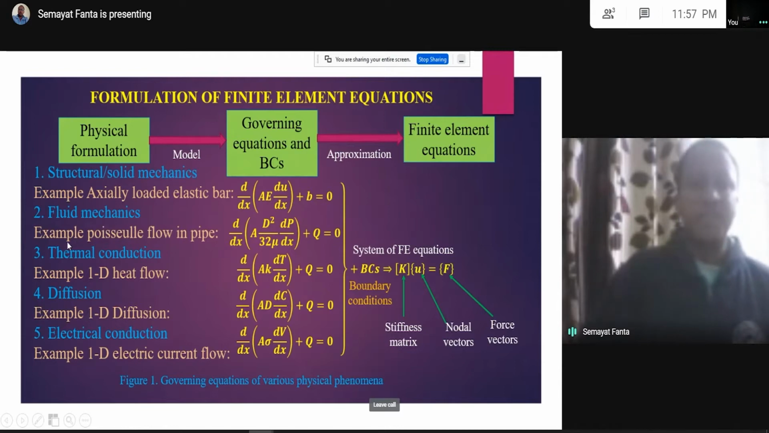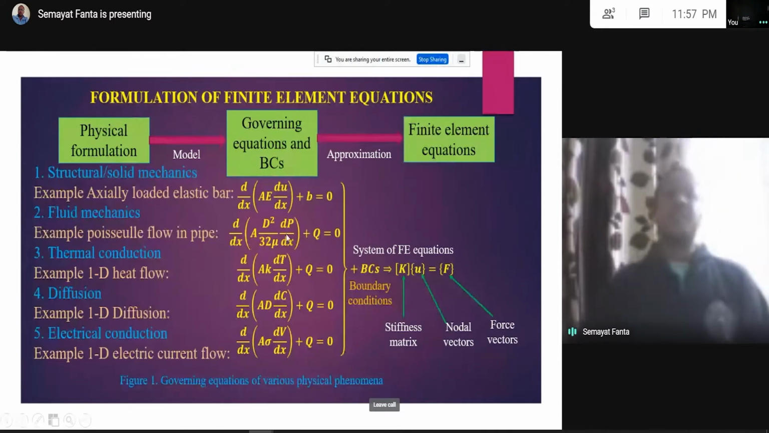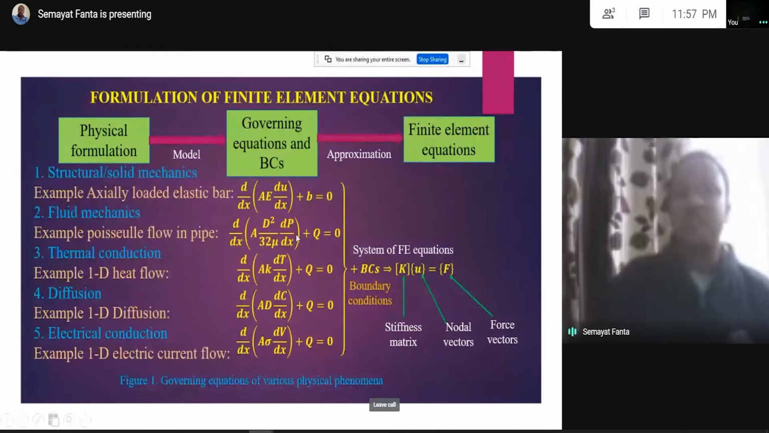Again, another formulation type is for fluid mechanics. Okay, so in the case of fluid mechanics, we have this differential equation, which is d over dx of A over 2 mu dp/dx, plus q. So this is the governing differential equation for flow in a pipe.